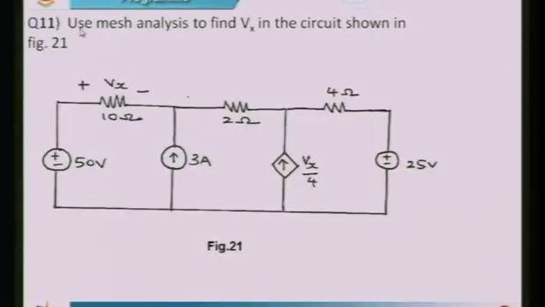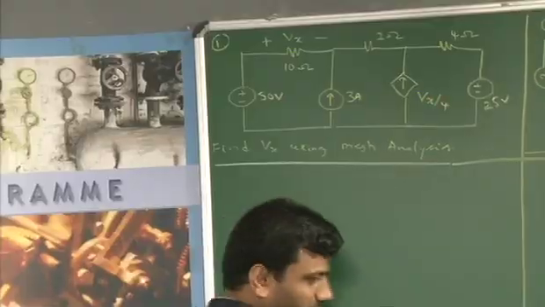Now, here is the problem. Use mesh analysis to find Vx. Vx is available here in the circuit shown in figure 21. This is the figure 21, and the same problem has been copied to the board, okay, and now our objective is to find this Vx using mesh analysis.